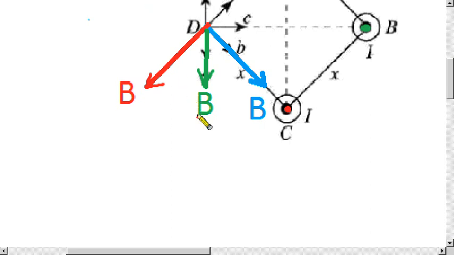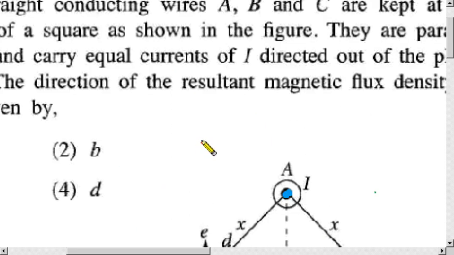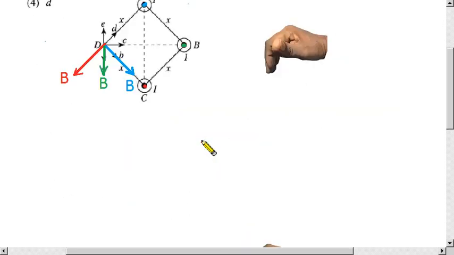Now children, let us get the resultant of these three capital B's, that means the magnetic flux densities. So we have to turn this one this way, so we get the component like this.